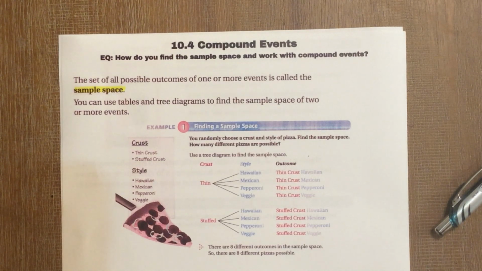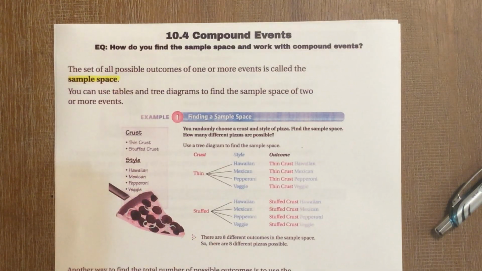So this is kind of a nice graphic, finding a sample space. That means how many outcomes are there. You randomly choose a crust and a style of pizza, find the sample space, how many different pizzas are possible. So what are all the possible outcomes? So how many are in the sample space? Not what are the outcomes, what's the numerical amount of the sample space.